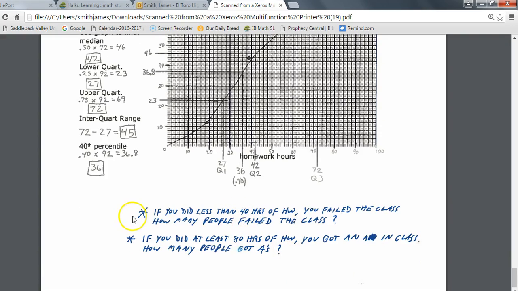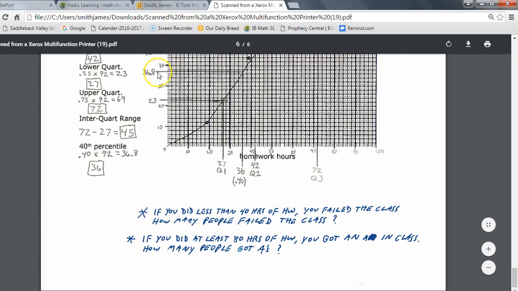So what if we were asked the question, if you did less than 40 hours of homework? Notice right off the bat, they're giving me hours of homework. They're giving me an x-axis value, which means I am starting on the x-axis at 40. And they're asking me for a frequency question, so I need to end up on the frequency line to answer the question. So we're going to start with 40 hours of homework. It says if you did less than that, you failed the class. So how many people failed the class?